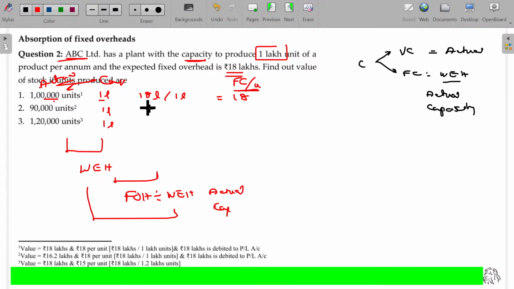In case only 90,000 are produced, then you still divide that by 1 lakh. Then also 18 rupees. But if you are producing more than that, then take 1.2 lakh or 1 lakh, whichever is higher, so 1.2 will be taken. 18 lakhs divided by 1.2, the ultimate value being 15 rupees per unit.